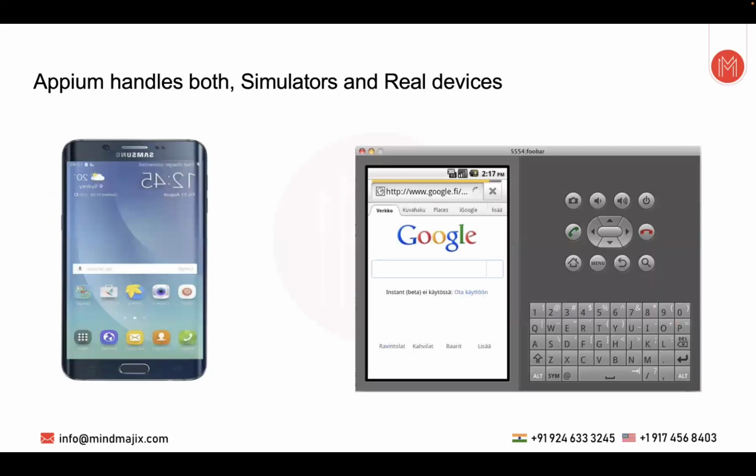Appium handles both simulators and real devices, and even emulators. As you can see, the first one on the left side is a real device, where we can connect Appium to the real device, and on the right side is a simulator. What is a simulator? A simulator is software that behaves like a real device. We create such an environment where it mimics real devices. Okay, let's go to the next slide now.